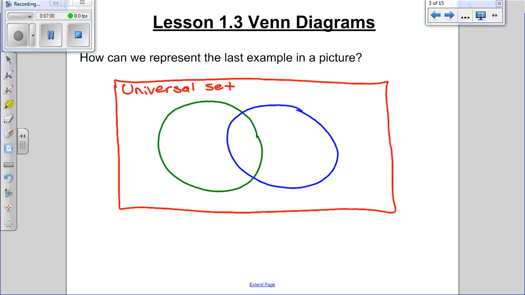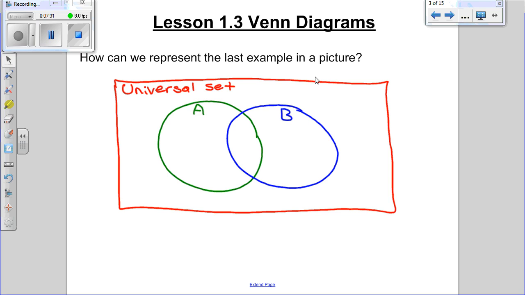I'm going to label these set B, set A. They're also in different colors to make it nice and clear what I'm talking about. Green is A and blue is B. Okay. Within these bubbles, so all the things in set A, I'm going to write in the bubble for set A. And all the things in set B, I'm going to write in the bubble for set B.